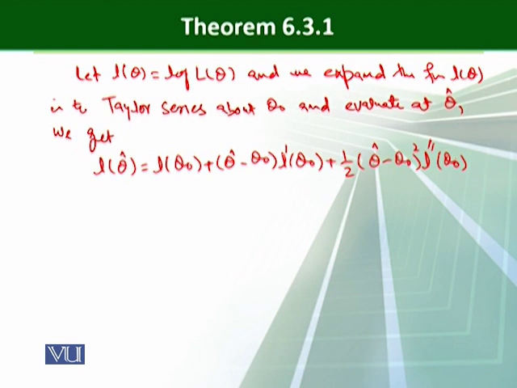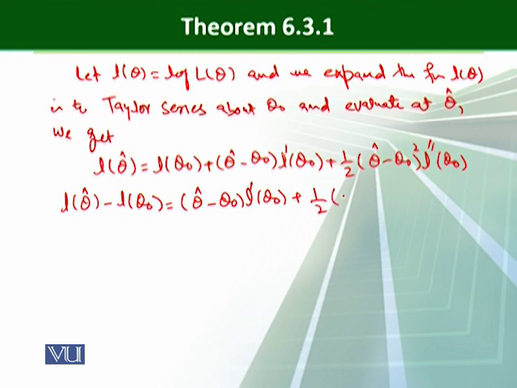We can also write this one as, because this result will be used later on, L of theta hat minus L of theta naught, taking it to this side. So that is actually theta hat minus theta naught into L dash theta naught plus 1 over 2 theta hat minus theta naught square into L double dash theta naught. We call it equation 1 and we will use it later on.